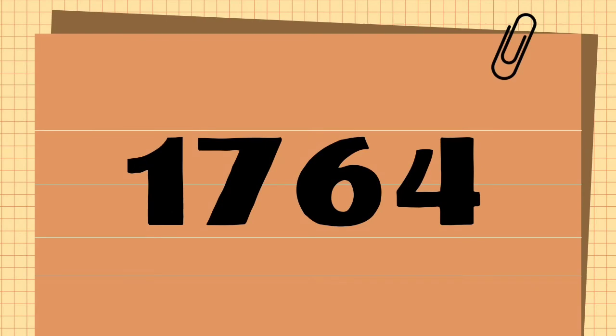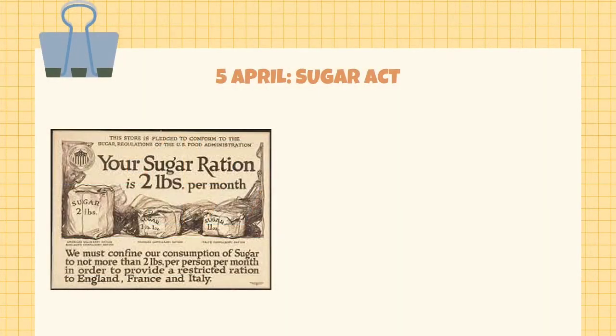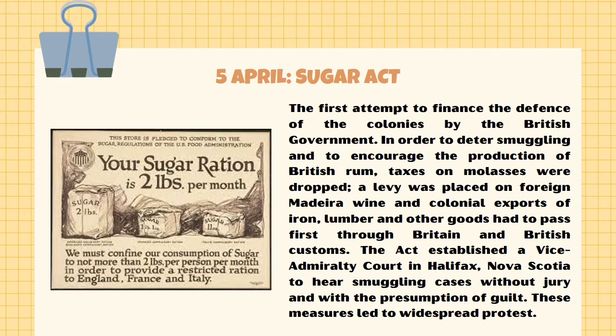Let us now proceed to the year 1764. In April 5, the Sugar Act. Sugar Act, also called Plantation Act or Revenue Act in U.S. colonial history, British legislation aimed at ending the smuggling trade in sugar and molasses from the French and Dutch West Indies and at providing increased revenues to fund enlarged British Empire responsibilities following the French and Indian War.